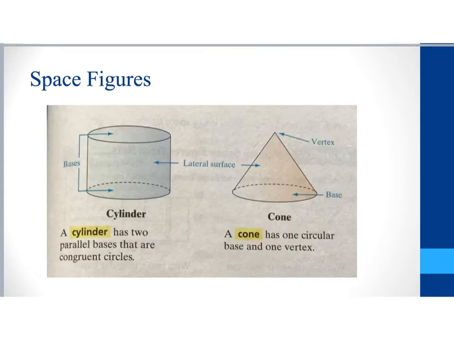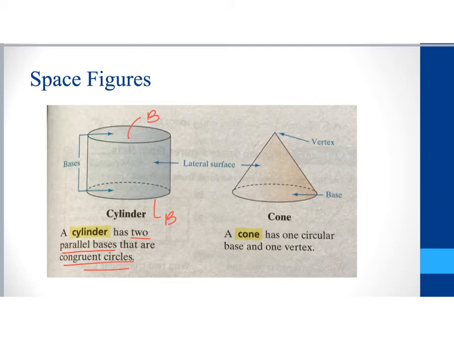The next space figure that we're going to look at is called a cylinder. You can see the cylinder here on the left. A cylinder is a space figure that has two parallel bases, and more specifically, those bases are congruent circles. So you can see down here we have a base that's a circle, and this base up here is a circle. Because they're both circles and they're the same size, that means we have a cylinder.